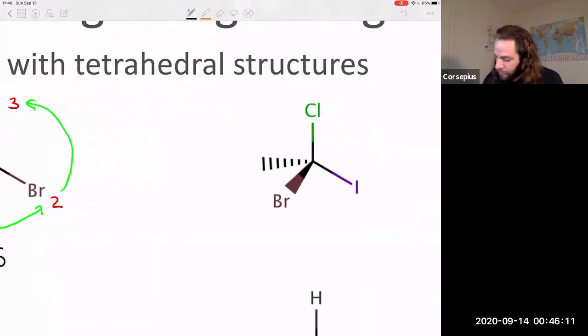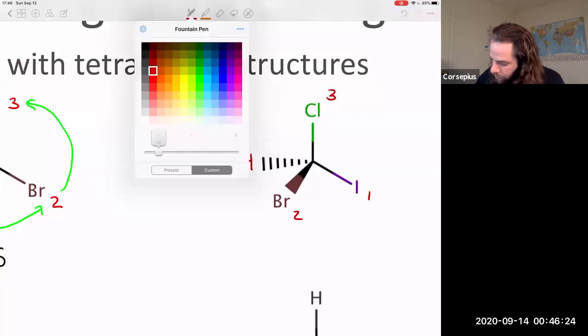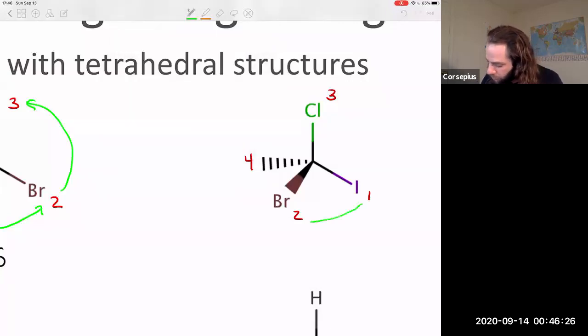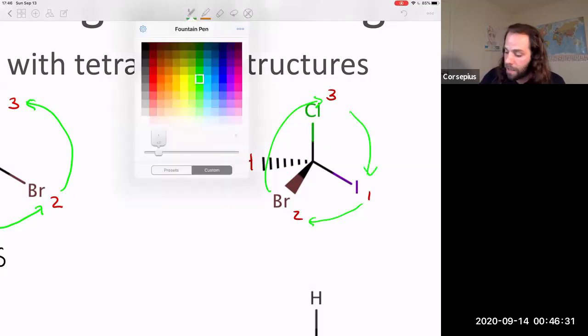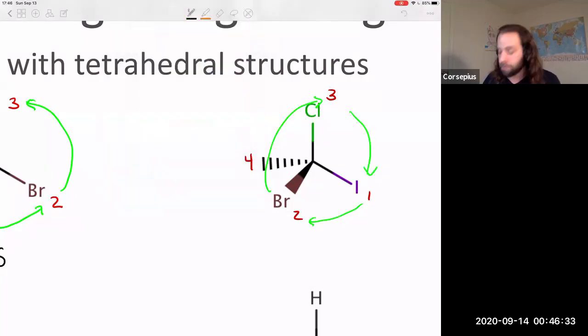What about this one here? So again, I have the same groups, so I can fill in my numbering pretty easily. This is 4. Again, best case scenario, that 4th priority group is already pointing into the board. So then I'm going to link these up 1 to 2, 2 to 3, 3 back to 1, and that is the clockwise direction, right? So that would be the R stereoisomer.